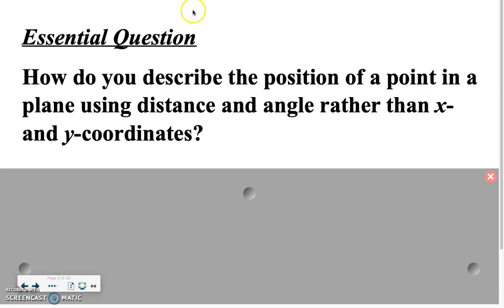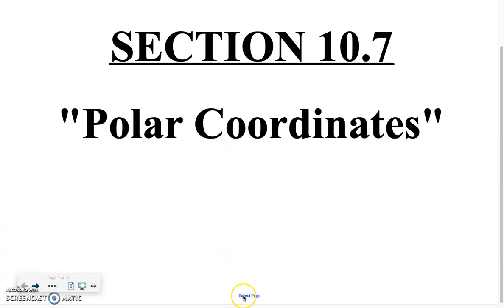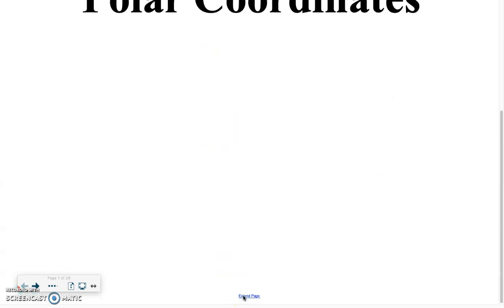All right, so here's the big question. This is the essential question that we have moving forward. How do you describe the position of a point in a plane using distance and angle rather than x and y coordinates? That's the whole reason this stuff exists. So what I mean by that is, how can you describe the location of a point? If I were to plot a point, I'm going to do this on the screen here.